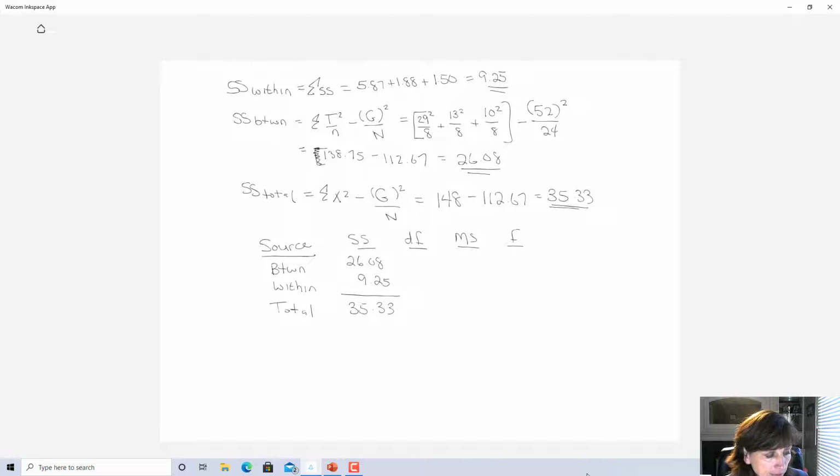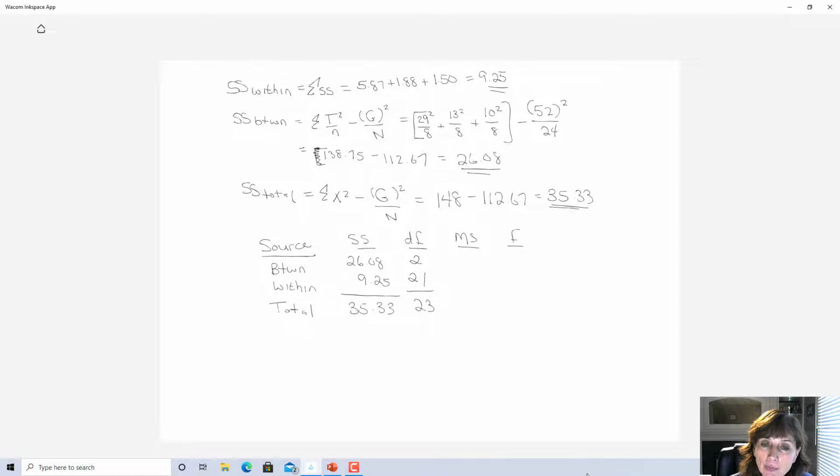Remember on the previous slide, we calculated degrees of freedom. For between degrees of freedom, it was 2. That's for my numerator. For my denominator, within degrees of freedom, it was 21. And our total degrees of freedom was 23. So again, those are adding up nicely. So we know that we've calculated things properly.